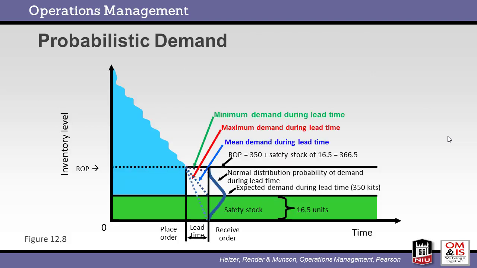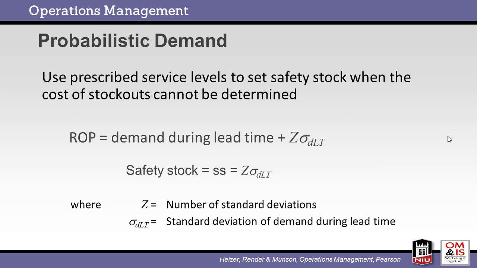The goal is to minimize inventory while ensuring that the operation does not run out of material while waiting for the next supplier order to arrive. In this case, we establish a range from the minimum to the maximum demand during lead time while waiting for the material to arrive. Since demand varies, we use a normal distribution to predict the values.